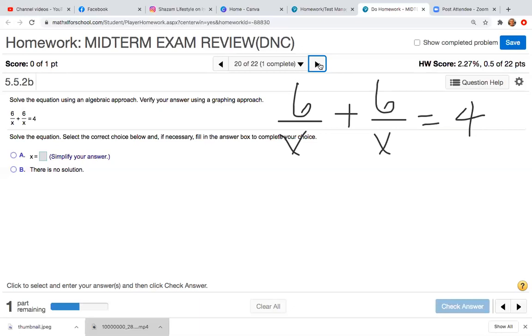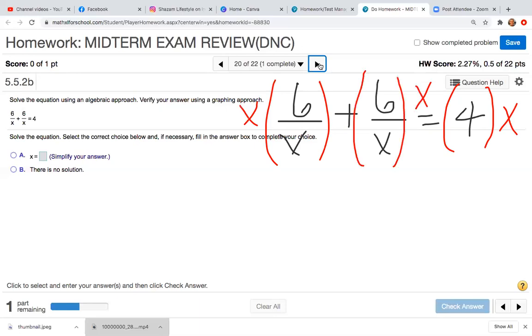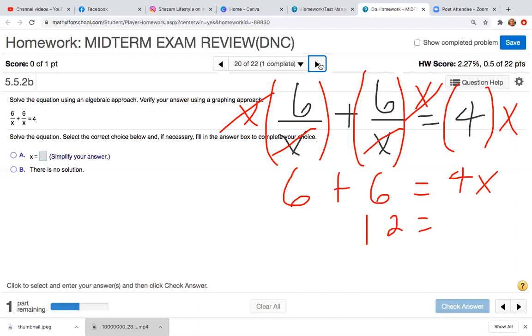What is the LCD in this case? It's going to be x. So multiply every term by x, so you can eliminate those fractions, guys. Here, the x's cancel out, leaving you with 6. Here, the x's cancel out, leaving you with 6. And 4 times x is 4x. And then, guys, you add, so you get 12 equals 4x. And then divide both sides by 4. Shazam. Just like that, sugar plums, we are done with the problem.